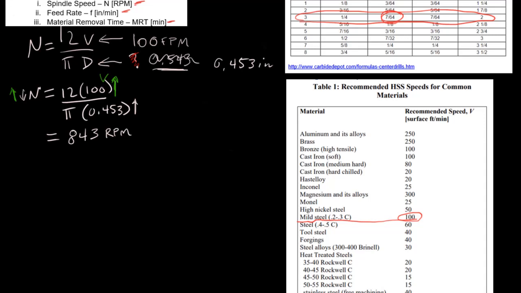Okay, let's switch back to white. Now that we found our RPM, our spindle speed, we'll put a box around it. It's always a nice thing to do for your teachers to find your final answers. So we're going to find our feed rate now. So F again equals N times FR. So we know this, but we don't know our FR. Our FR is not the same as our center drill.